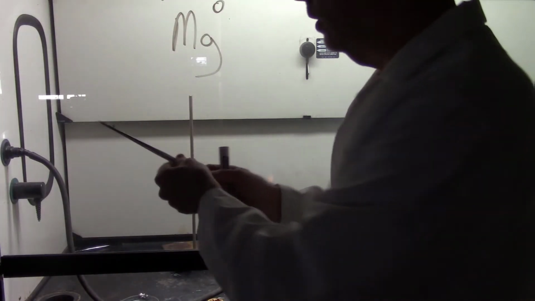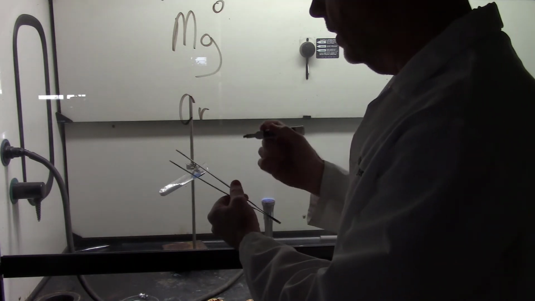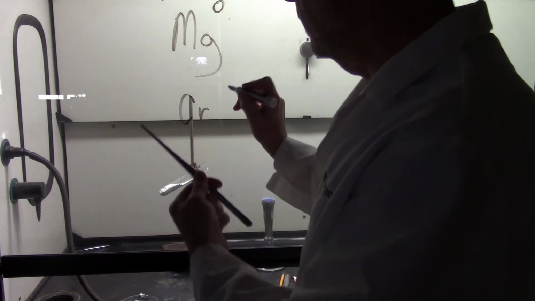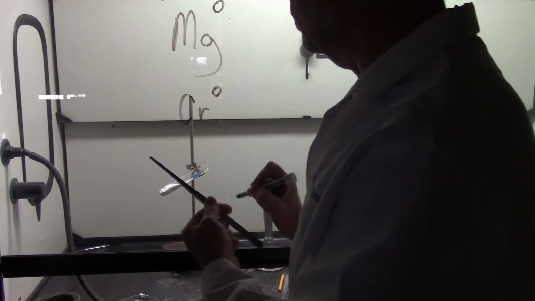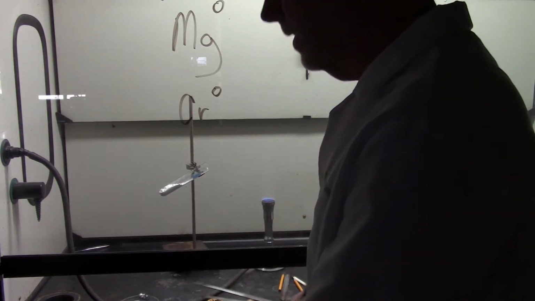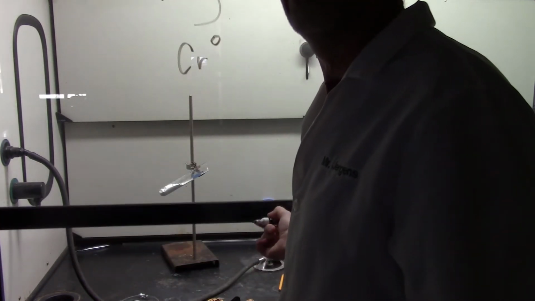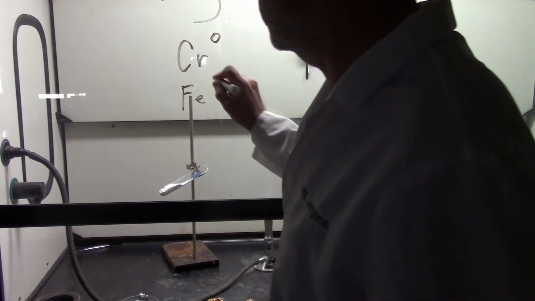Let me give you a couple more examples. These forceps are coated with some chromium, Cr. It's shiny, metallic, has a luster, and it's not bonded to anything else. And so that means it has a charge of 0. It's all by itself. If I were to take a hammer and just look at the iron, Fe, that has a charge of 0 as well.